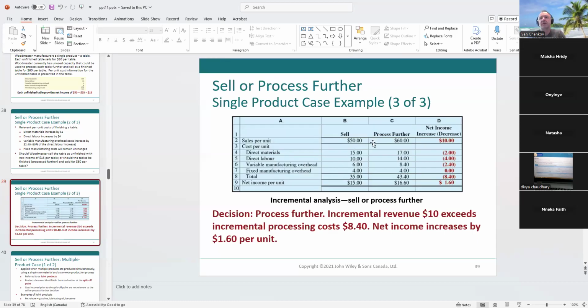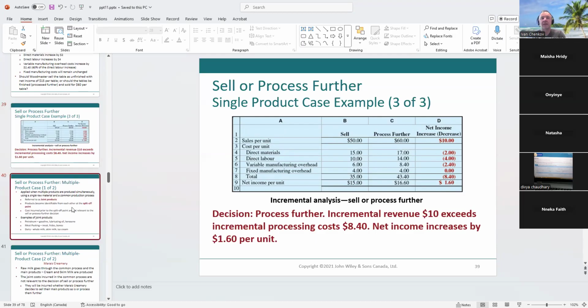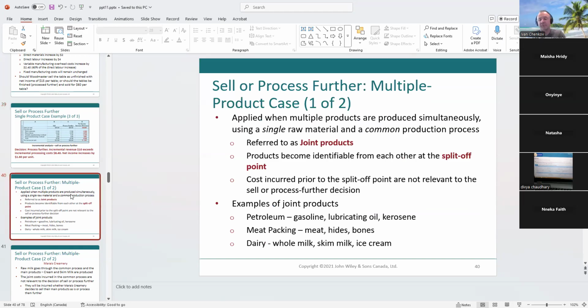If we sell it as it is, and if we process further, what's going to happen, and the differences in the dollar amount with the final increase in our net income. This is if we're doing only one product, table, process further, or sell it as it is. Now let's go with the multiple products.